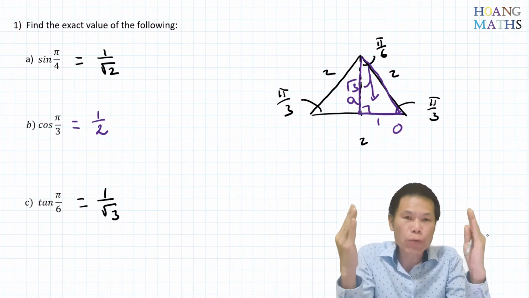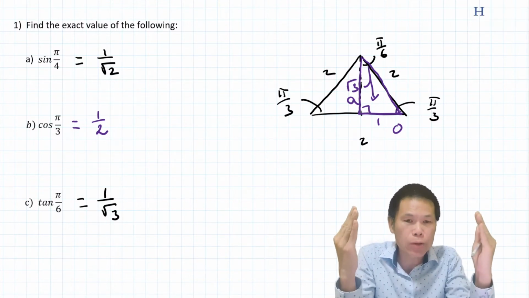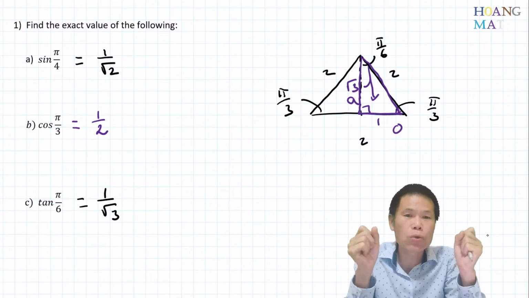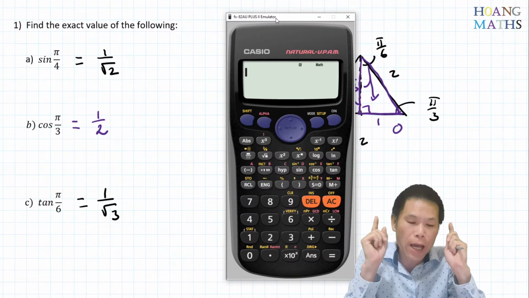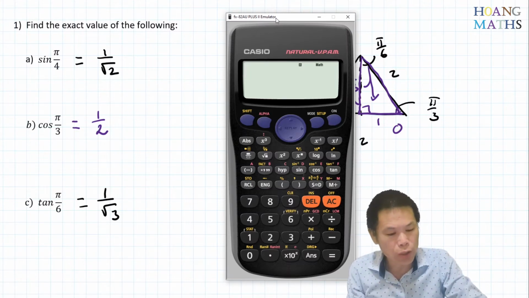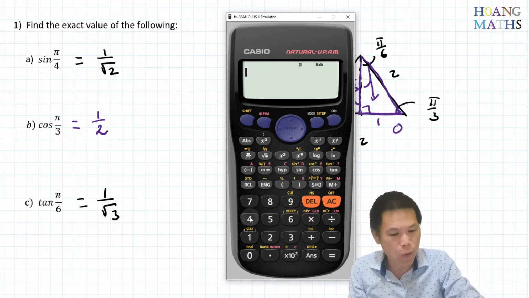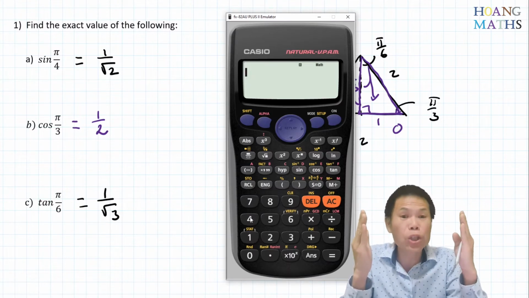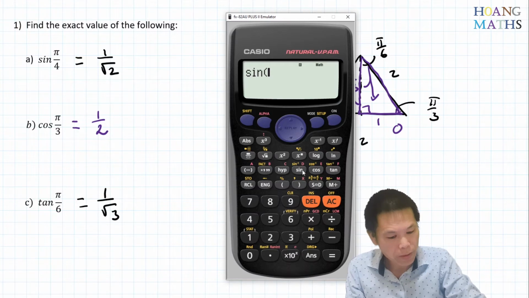But then, if you don't remember the triangle, of course, you can use a calculator as well. I'll show you how to use a calculator to work out the exact ratio. So first of all, we need to convert our calculator into radian mode. Okay, so you just go shift, set up, and then we want radians, so it's 4. So now we can just go sine of pi over 4. So I just go sine, shift pi, divided by 4.